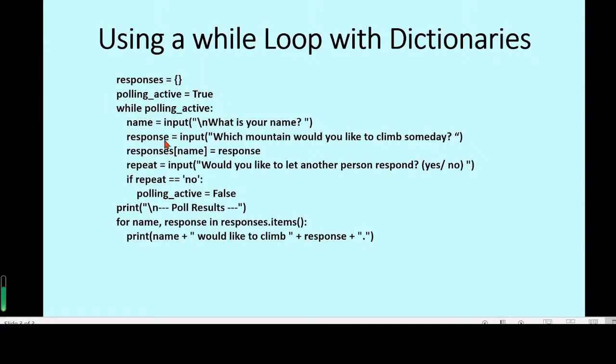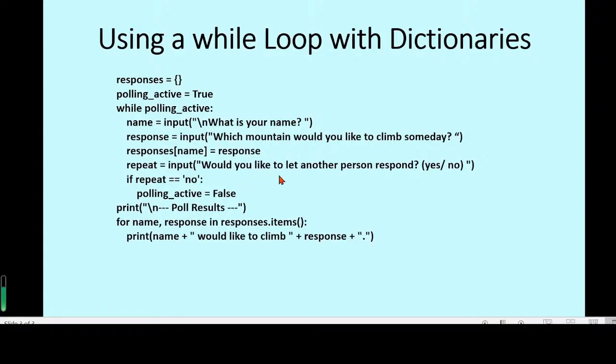While polling_active, the user will see the prompt, "What is your name?" Then the response is input, and the user input goes into the name variable. Similarly, the user will input the mountain information for the response variable. Then, in the dictionary created here, we add key-value pairs: the name of the person and its response, the value being the mountain.